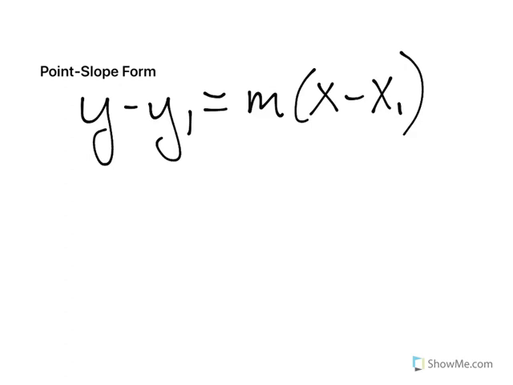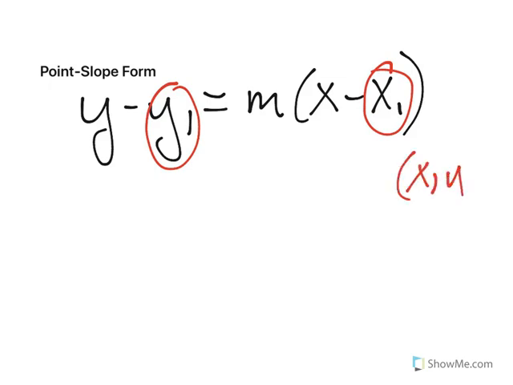Okay, so y stays as a y and x stays as an x, but the y1 and the x1 are the point that you'd be given. Remember, it comes in xy form. And then the m is just the slope.